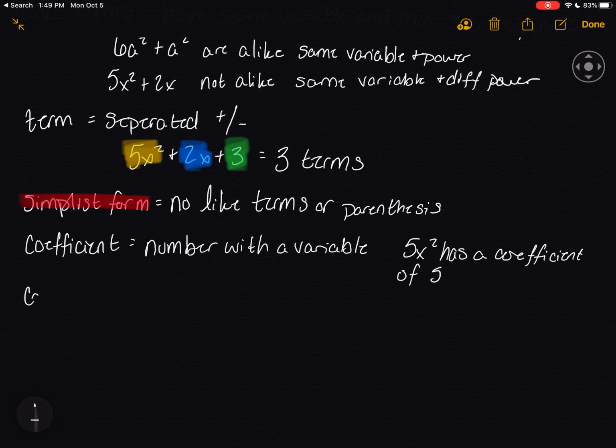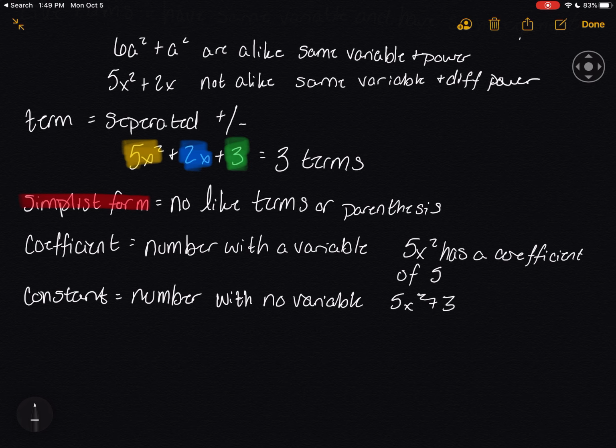And then our constant is a number with no variable. So if I had 5x squared plus 3, that has a constant of 3, because that 3 is without a variable. There's no x, y, z, or any other letter with it.